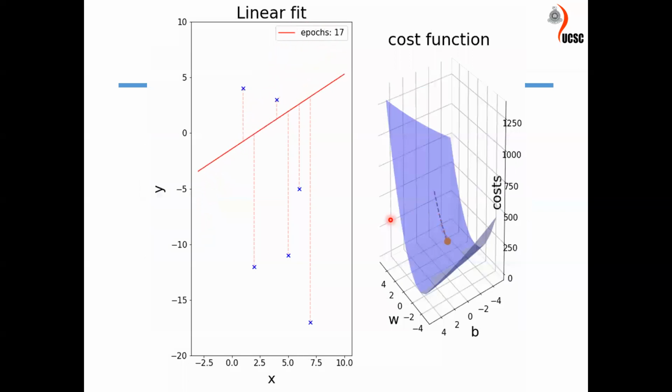This is another illustration. This is a 2D plane now, the cost function. As you can see, it's getting reduced and coming to the bottom. Then at that point, you will get the most fitted hypothesis for the data set.